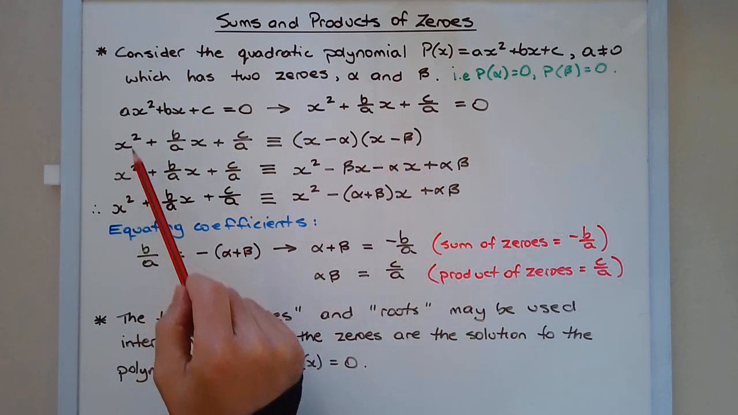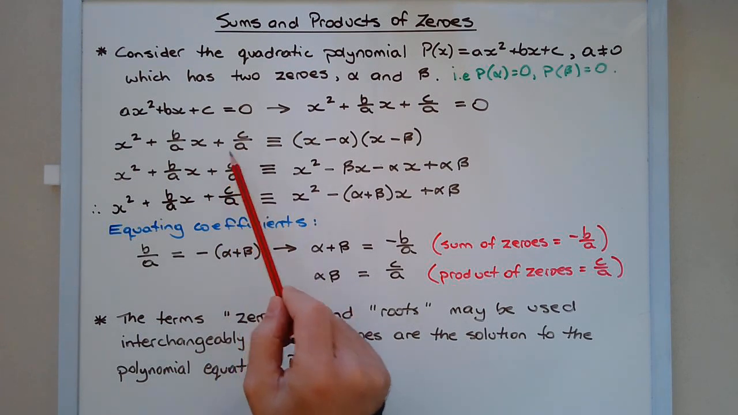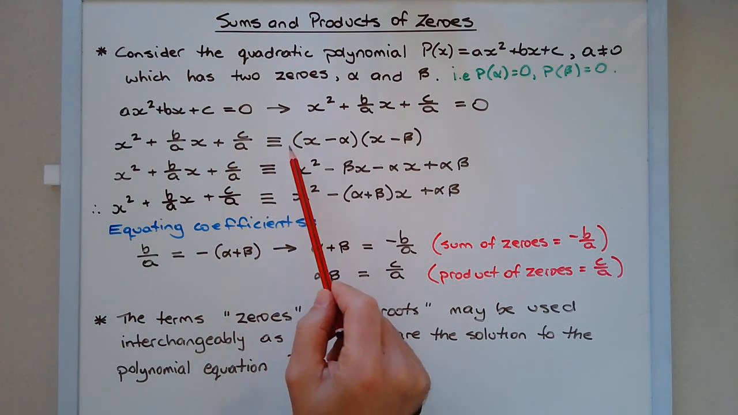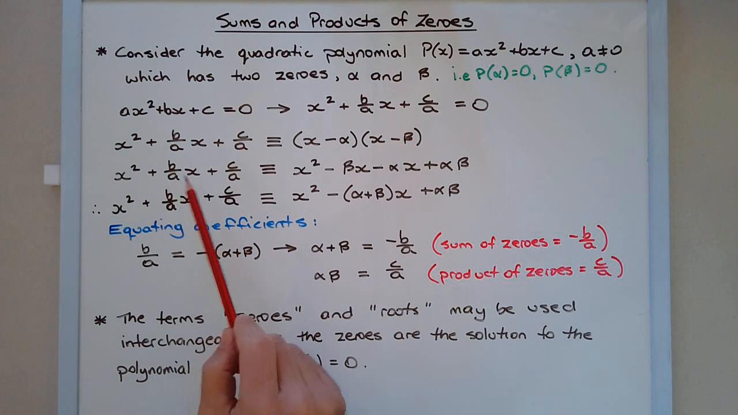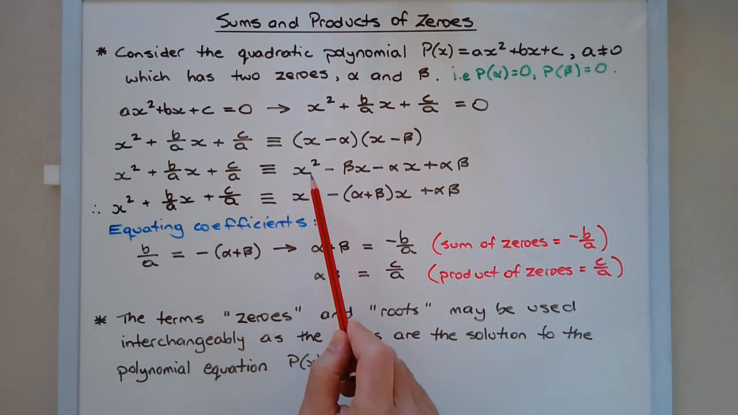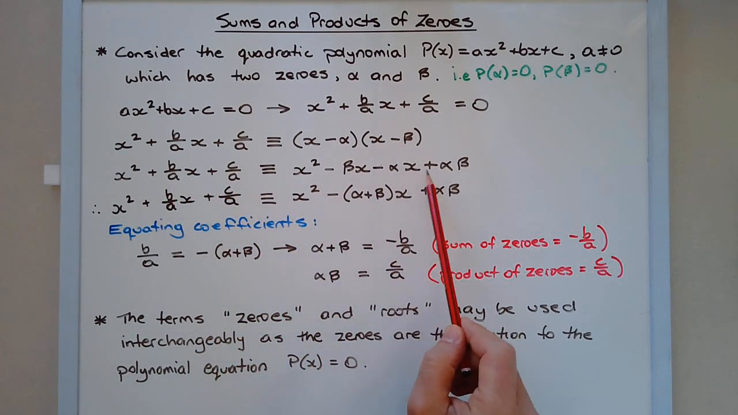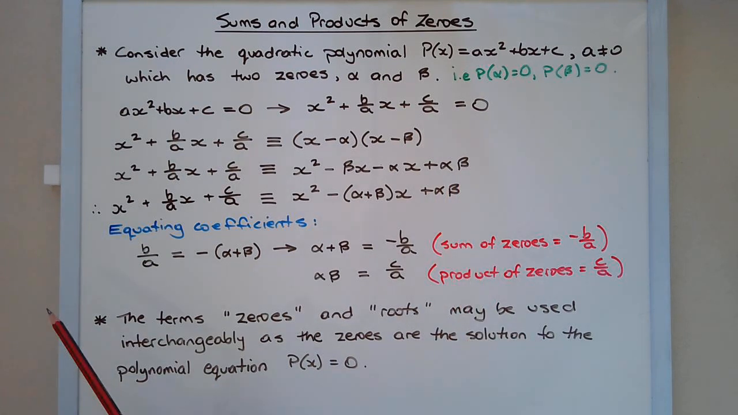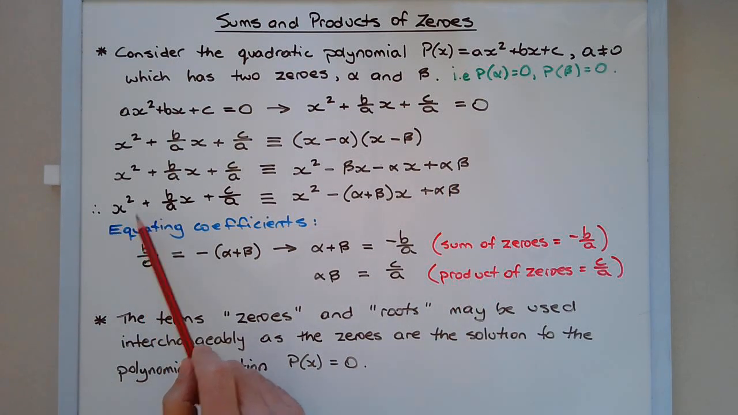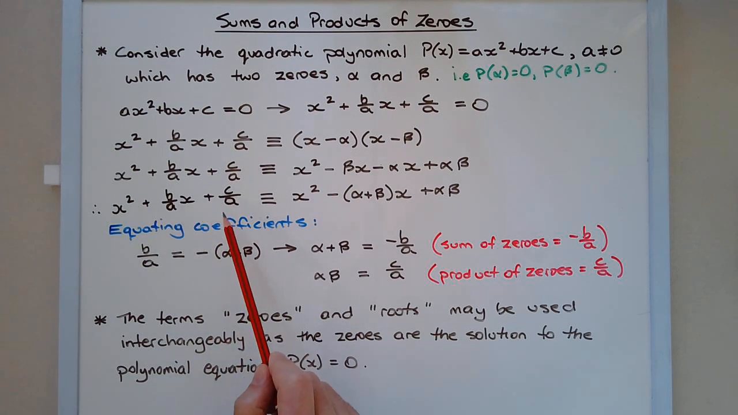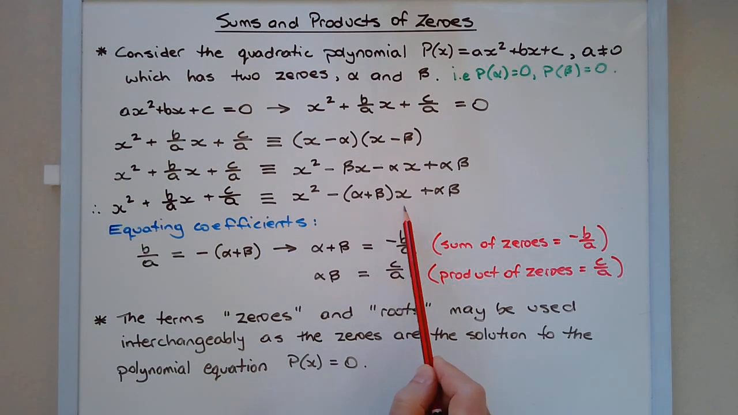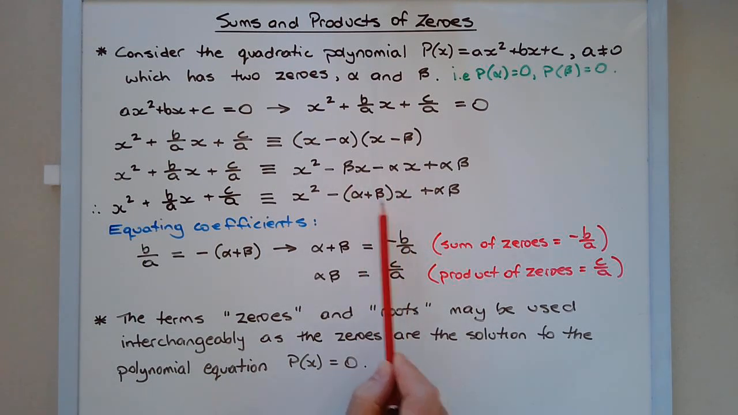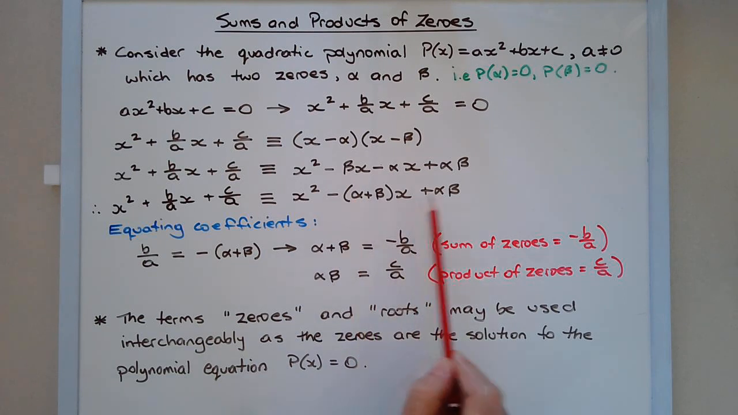So in other words, x squared plus b on a times x plus c on a is identical to the product x minus alpha times x minus beta. Now, expanding the right-hand side, we have x squared plus b on a times x plus c on a is identical to x squared minus beta x minus alpha x plus alpha beta. And then we have x squared plus b on a times x plus c on a is identical to x squared minus alpha plus beta in brackets times x, so factorizing out the x. So that's how we get this middle term here, plus alpha beta.